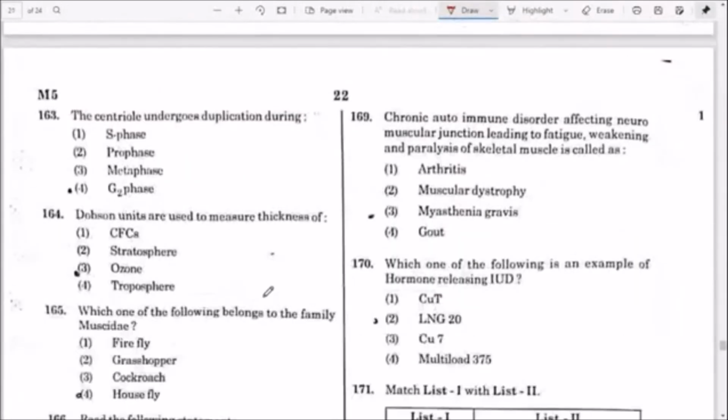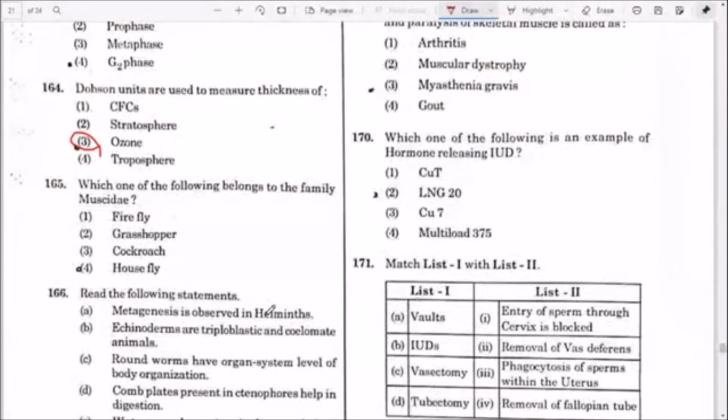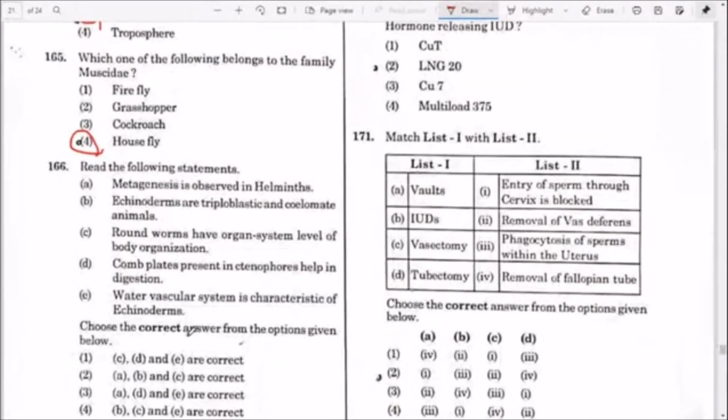Next, question number 163. The centriole undergoes duplication during S phase. Option number 1 is the correct option, students. Next, question number 164. Dobson units are used to measure thickness of ozone. Option number 3 is the correct option, students. Next, 165. Which one of the following belongs to the family Muscidae? Yes, housefly. Next, question number 166. Read the following statements.